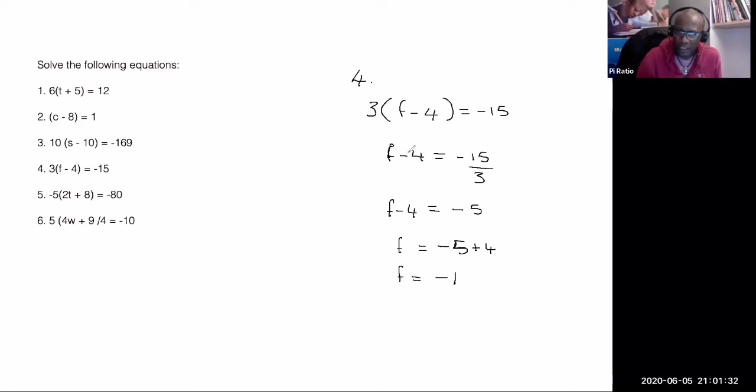If you notice coming down, all I've done, I've taken the 3 around, so it's come underneath. That's the first port of call. Second port of call is I do the sum. The third port of call is I move minus 4 over this side, it becomes plus 4. Minus 5 plus 4 gives you minus 1. And that is question number 4. 4 down, 2 to go.